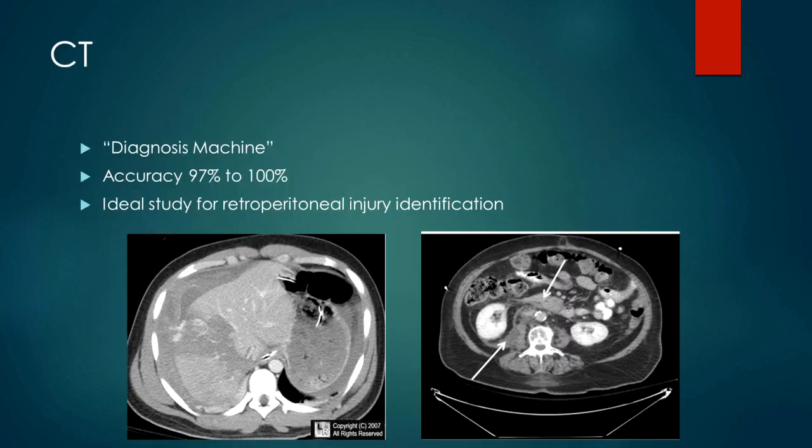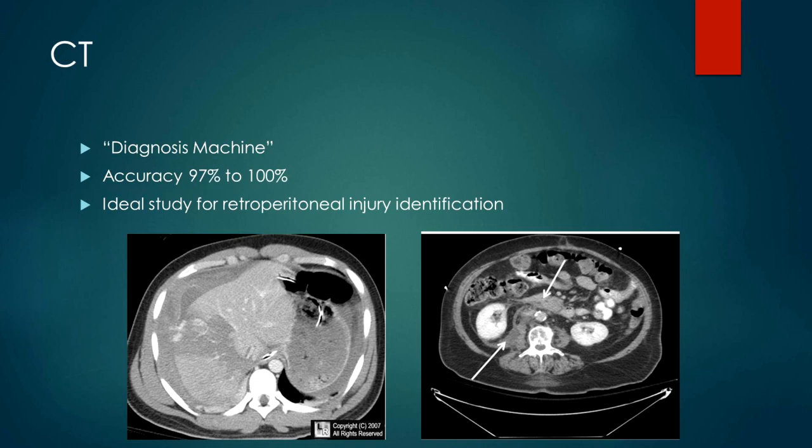CT, the diagnosis machine, the donut of truth. It's got an incredibly high accuracy. It is an ideal study to check for retroperitoneal injury. Many trauma patients deserve to get at least a CT scan of the chest and pelvis. Some of them will still get scanned depending on mechanism, but you want to make sure that you're identifying these intraperitoneal or abdominal traumas and injuries.